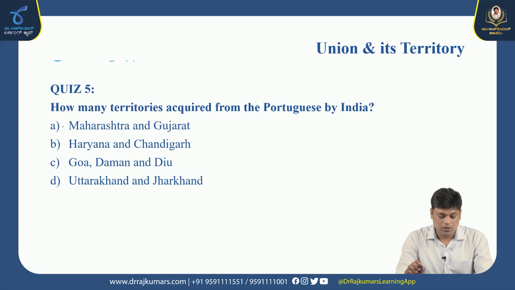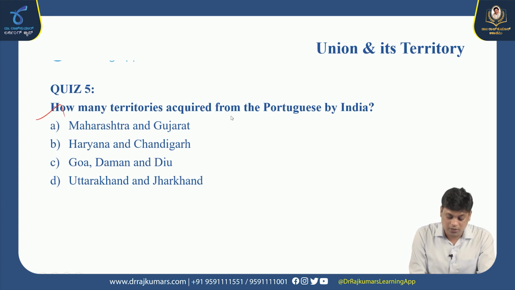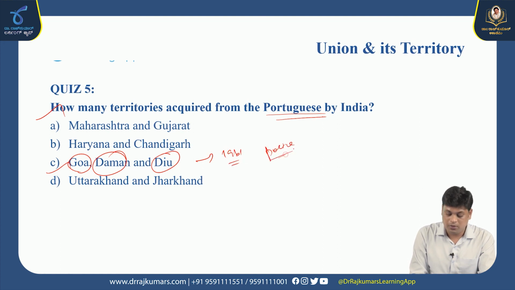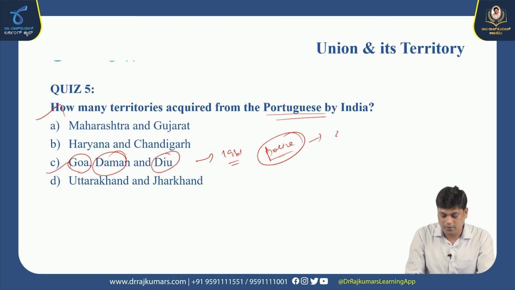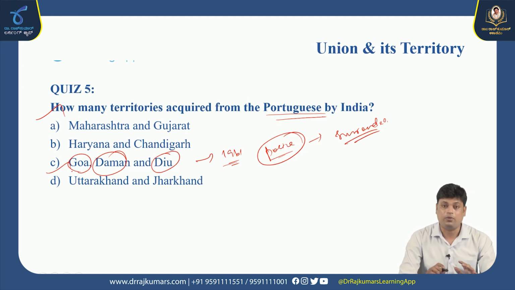Next question is, how many territories were acquired from the Portuguese by India? Goa, Daman and Diu, because as I told you, 1961 is the Goa liberation, based on the police action, but there was no fight from the Portuguese side. The Portuguese surrendered to the Indian army. So in 1961, these territories were acquired from the Portuguese by the government of India.